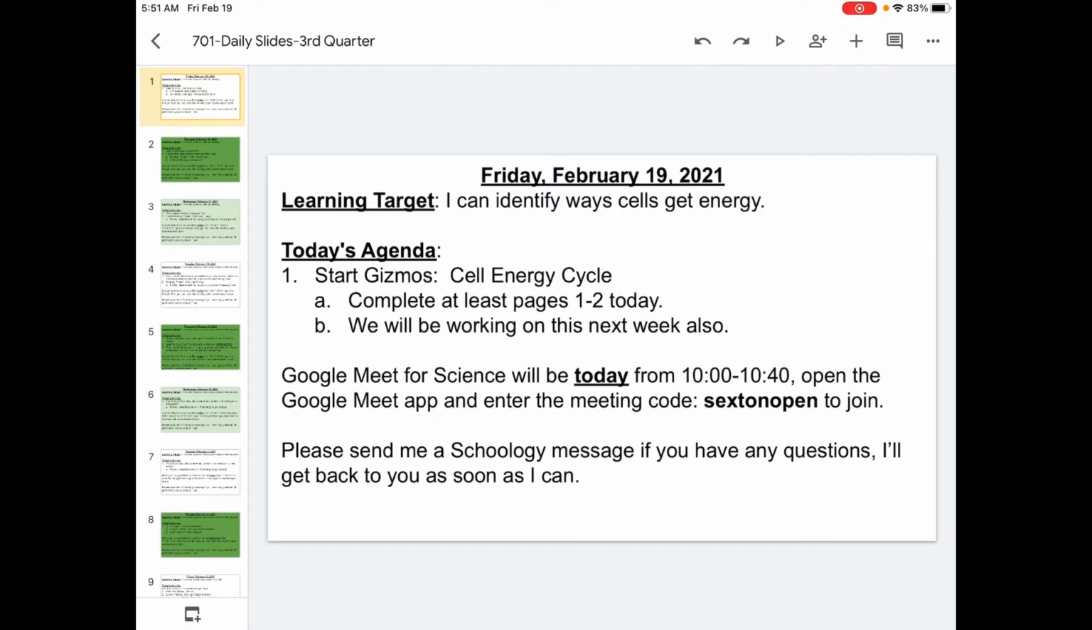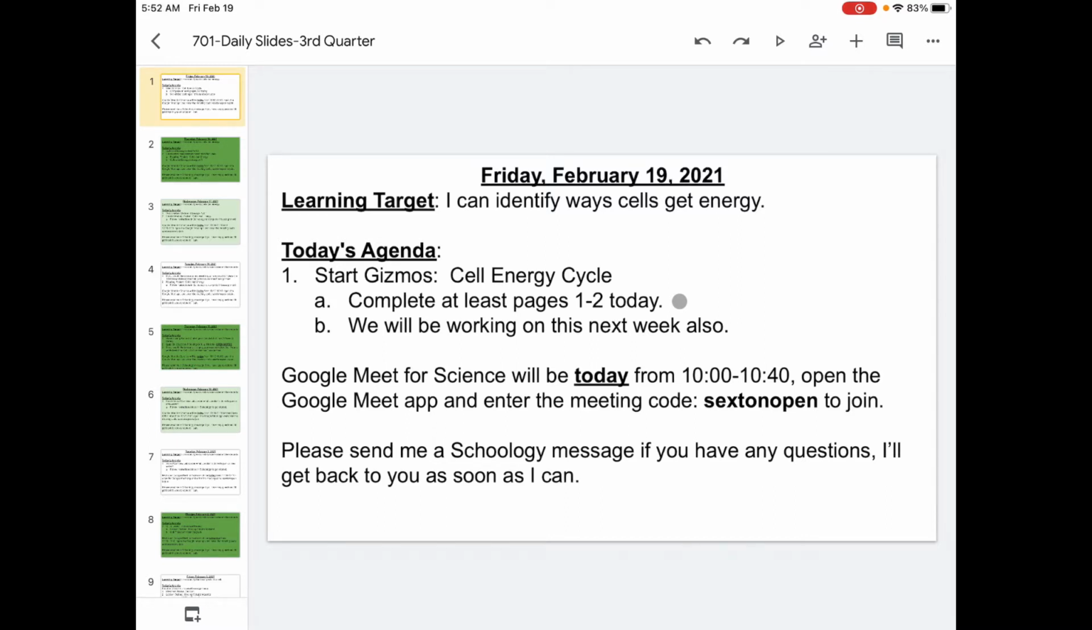I only suggest you do like the first 2 pages today. We're going to pace this out over a few days. So as you can see on the slide here, we are going to be working on this next week also. Ideally, I'm thinking that we'll have Wednesday as the due date, but stay tuned for that. But if you're looking to pace yourself out on this Gizmos packet, try and get the first 2 pages done today.